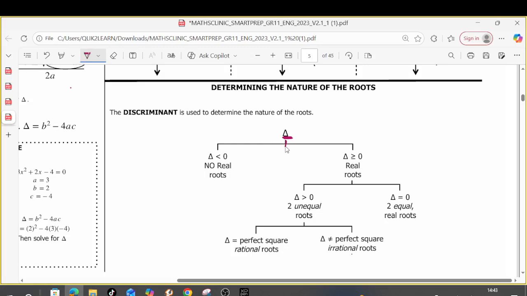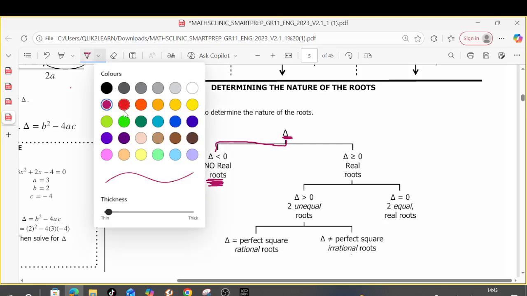First thing first, if the discriminant is less than 0, if the answer is negative, therefore the nature of the root is no real roots. You're going to stop here. Thank you. So the nature of the roots, you're going to stop here. But now, if the discriminant is positive or is 0, this is how the map moves.